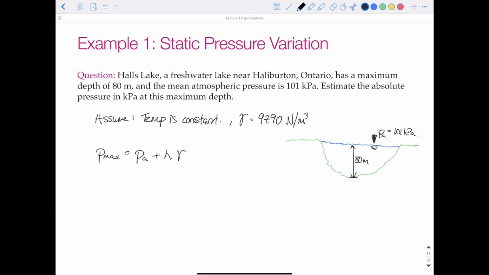So it ends up being negative z. So we can write PA minus 80 times 9790. And PA is actually equal to 101 kPa. So if we do this, do we have to fix something first? Is this correct? If we were to plug in these numbers, would we get the correct answer?